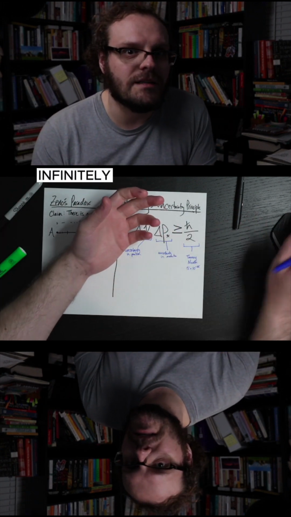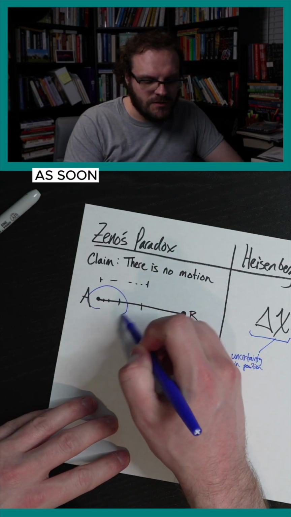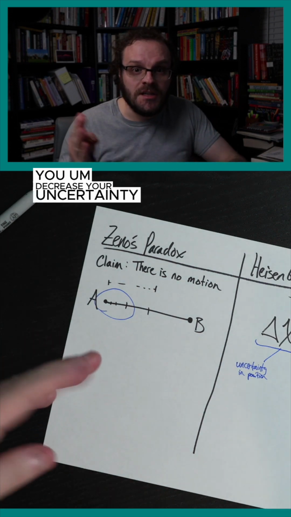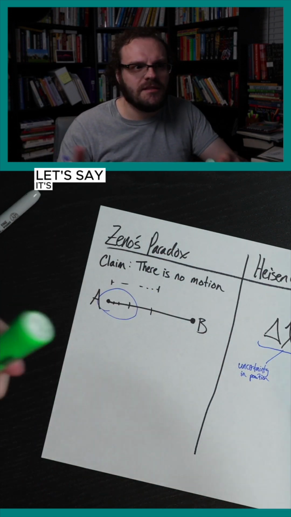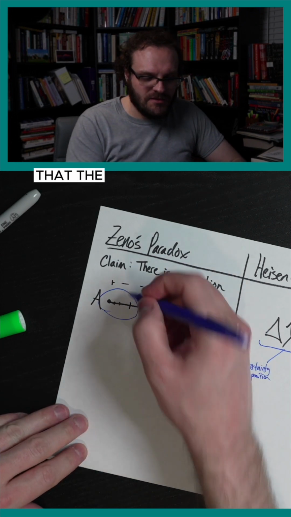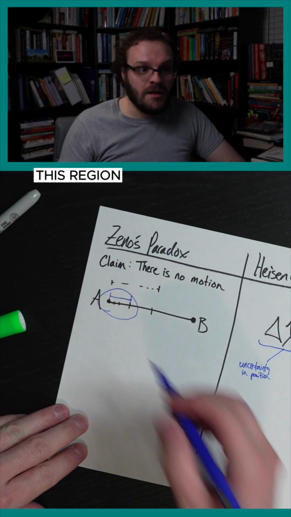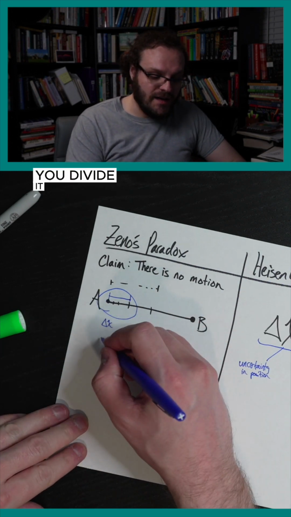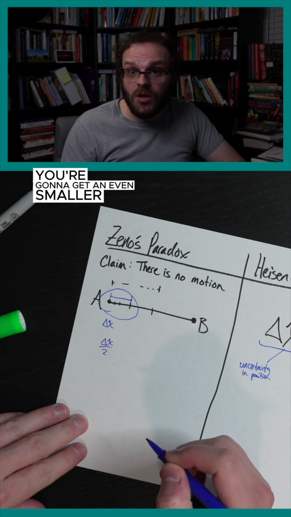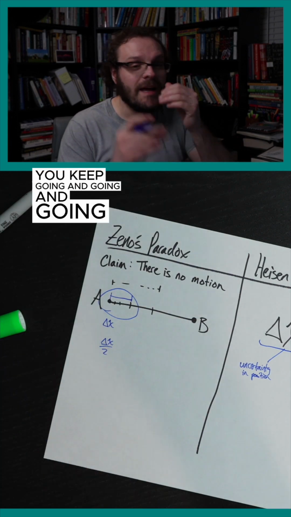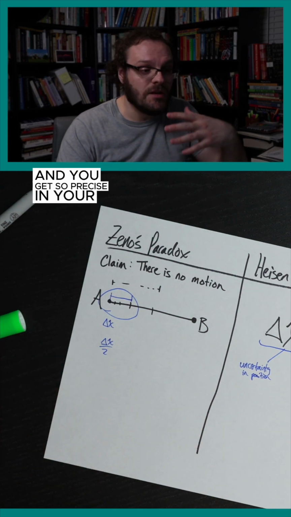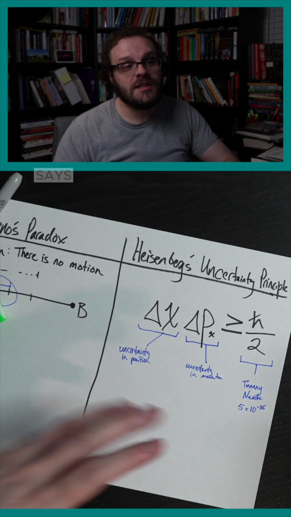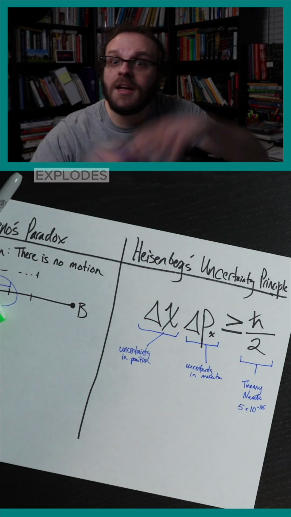compared to infinitely small. To relate these two together, as soon as you divide something in half, you decrease your uncertainty. You're more certain that, let's say it's a turtle, the turtle is in this region. Your uncertainty in position is going to be whatever that distance is. You divide it in half again, you're going to get an even smaller uncertainty. You keep going and going and going, and you get so precise in your certainty about the position that Heisenberg's uncertainty principle says that your uncertainty in momentum explodes to infinity.